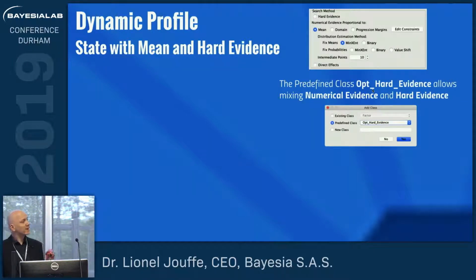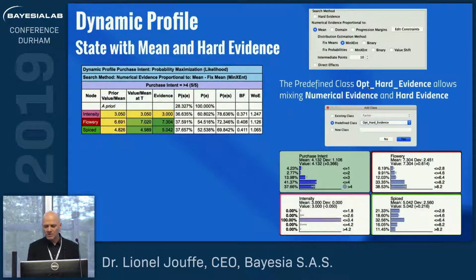So now you can define these nodes by using this predefined class, the opt-hard evidence, where you say that for these ones, you are going to use hard evidence instead of numerical evidence. This way you can mix numerical evidence and hard evidence. I use this example, even though it's not the best one, but here you have numerical evidence on flurry and spice, but a hard evidence on intensity, right? So you can really mix both now.